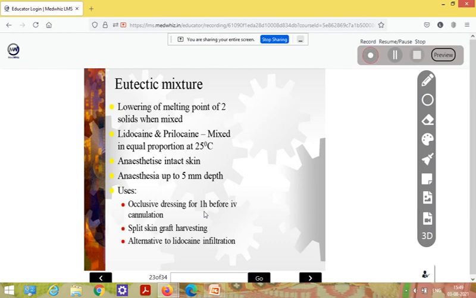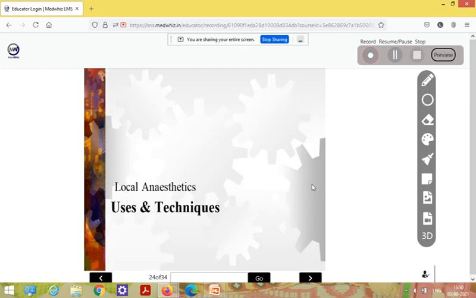And where can you use it as an occlusive dressing? Maybe before cannulation, IV cannulation, you have to be using it 1 hour prior. So this is the only preparation which could be used on an intact skin for split skin graft harvesting. So this is one of the options for an alternative to using lidocaine infiltration. You see, this is the drug or the combination which is used to anesthetize an intact skin, and this provides anesthesia for up to 5 millimeter depth.